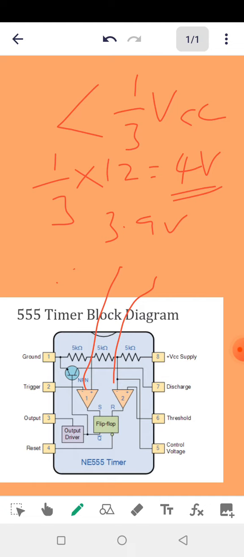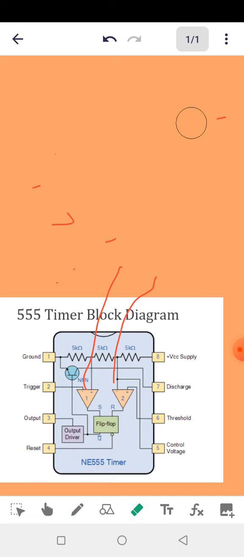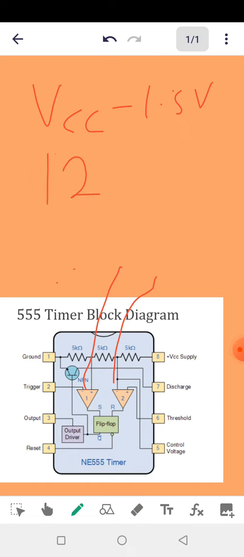Now the output voltage of the 555 timer is such that the output is many times VCC minus 1.5 volts. Yeah, VCC minus 1.5 volts. What that means is, let's say I supply the IC with 12 volts. So what I may get as the output should be around 12 minus 1.5. That should be 10.5 volts. So if I power the IC with 12 volts, I may get 10.5 volts at the output.